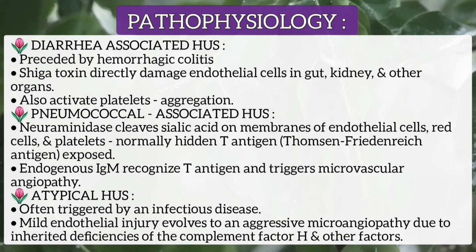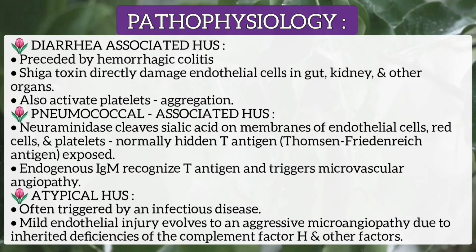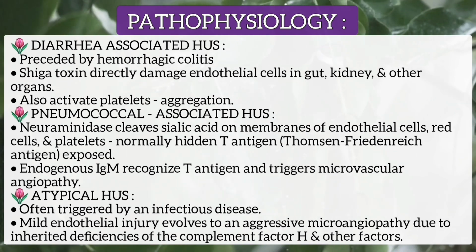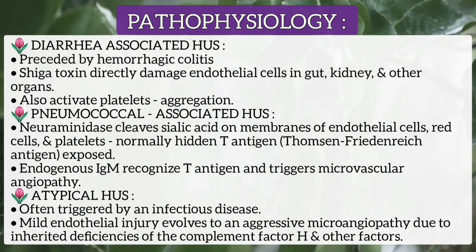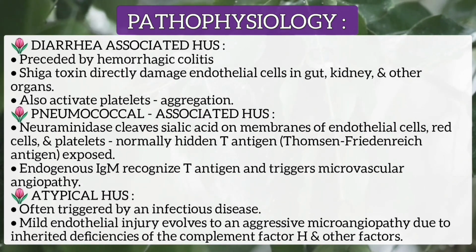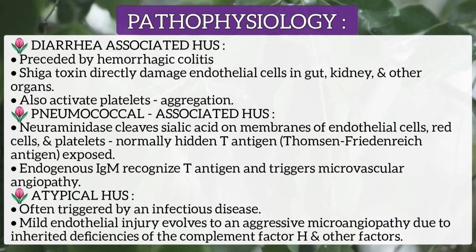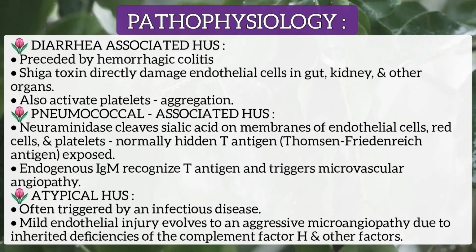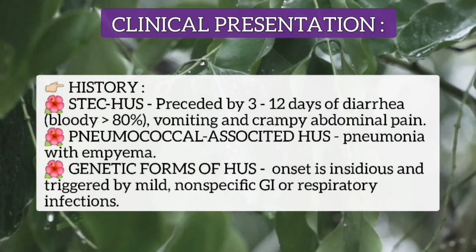In pneumococcal-associated hemolytic uremic syndrome, the enzyme neuraminidase cleaves the sialic acid on the membranes of endothelial cells, red cells, and platelets. So, the normally hidden T antigen is exposed. Now, the serum endogenous immunoglobulin M recognizes this T antigen and triggers a microvascular angiopathy. Atypical hemolytic uremic syndrome is often triggered by a mild infectious disease. Now, this mild endothelial injury evolves into an aggressive microangiopathy due to inherited deficiency of the regulatory complement factors, especially complement factor H. Now, I will discuss the clinical presentation.